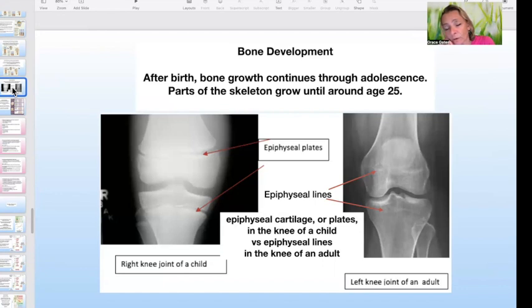So epiphyseal closure occurs when women are around 12, and epiphyseal closure occurs later in men. Therefore, men have more time to grow, and they, on average, end up taller than women.